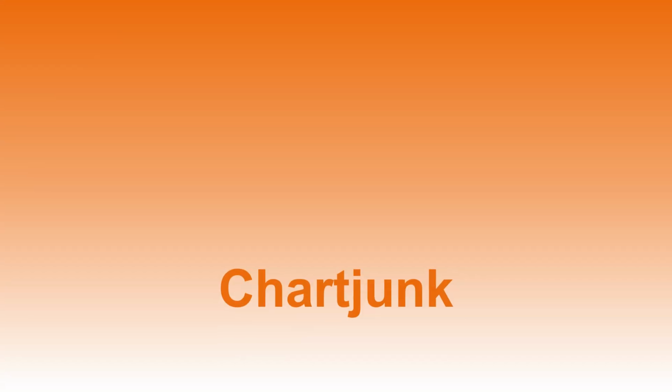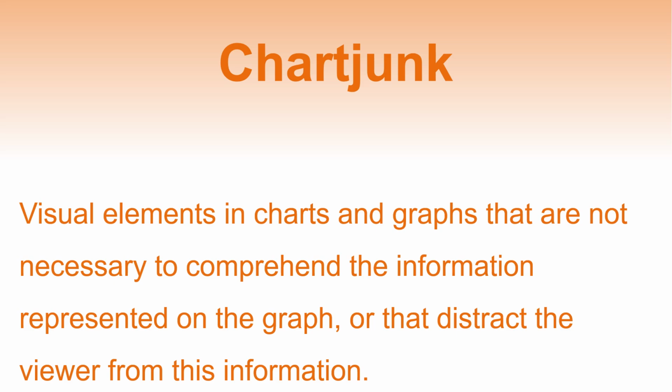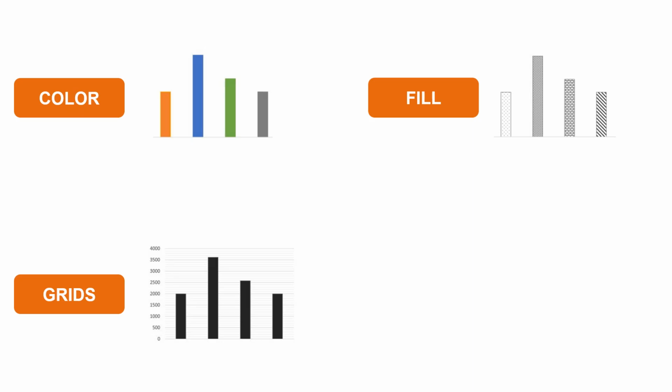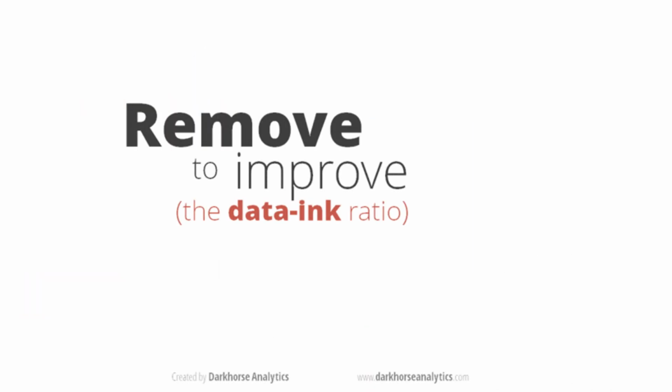One of the easiest ways to simplify your visuals is to remove the chart junk, which are the visual elements in charts and graphs that are not necessary to comprehend the information represented in the graph or that distract the viewer from its information. Some examples of chart junk that we want to remove from our visuals include distracting colors, pattern fills, grid lines, and the use of 3D. Let's look at an example.